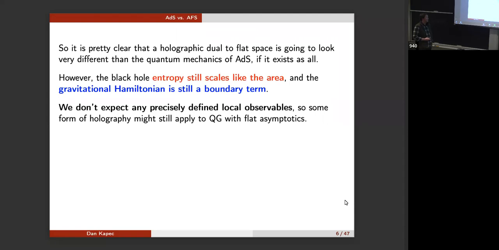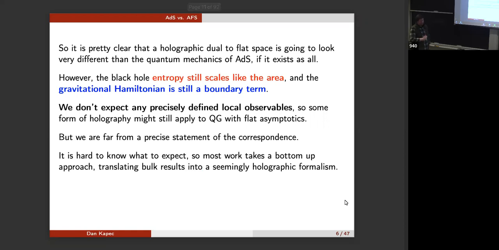For instance, for black holes in any spacetime, the entropy always still scales like the area rather than the volume. And that was the first, coarsest hint about the holographic principle. And there's the fact that the gravitational Hamiltonian is still always a boundary term, even in asymptotically flat space. And we don't expect any precisely defined local observables for quantum gravity in asymptotically flat space. So all of these things, to me, point to the fact that there probably is some form of the holographic principle operating for quantum gravity in asymptotically flat spacetimes.